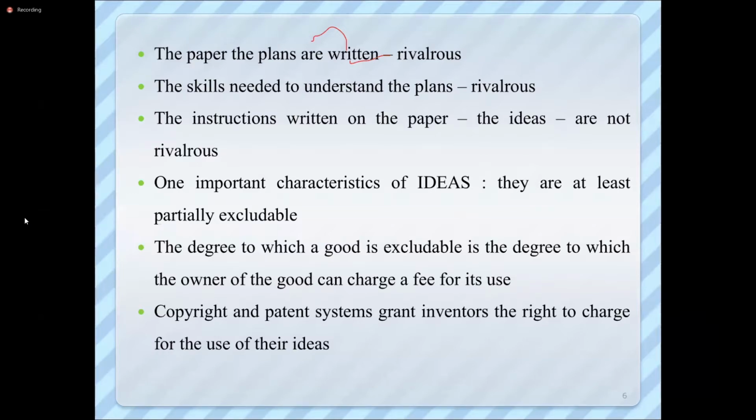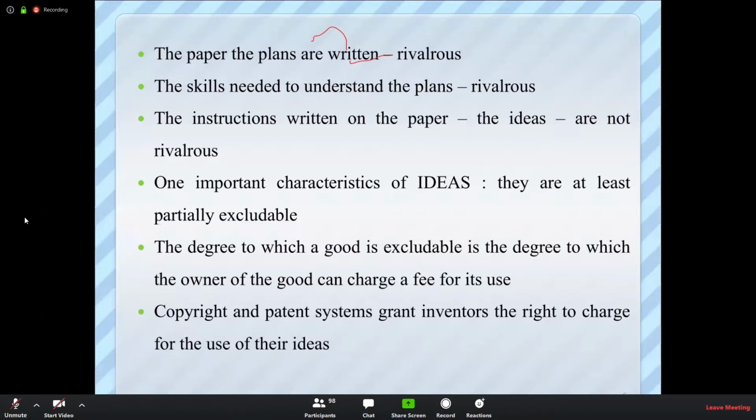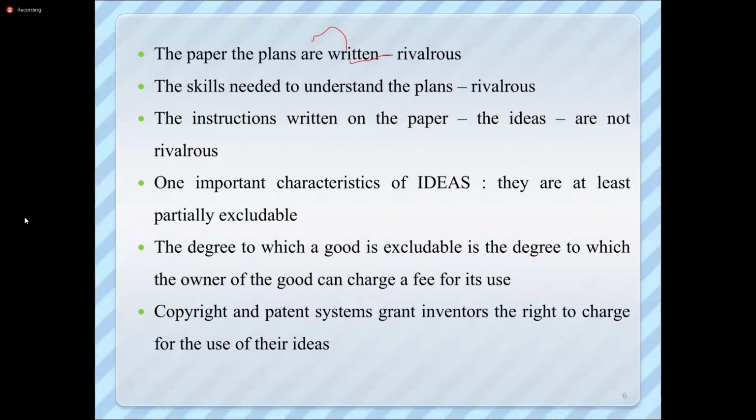However, to understand the instruction, you need to have the knowledge to understand it. For example, I don't think we'll be able to understand an engineering textbook. You need the knowledge to understand. However, the instruction written on the paper is available, but whether you can understand it is a question. One important characteristic of ideas is that they are at least partially excludable.